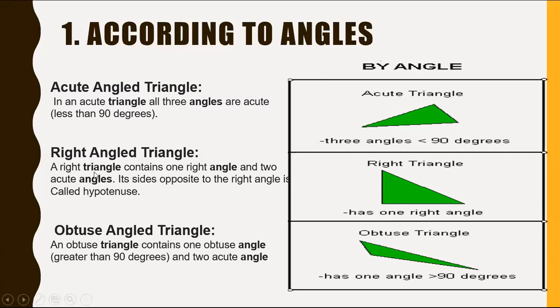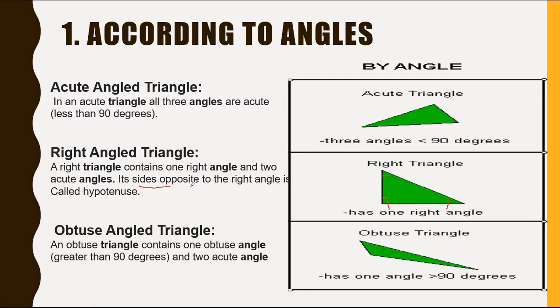What is a right angle triangle? Here in the diagram you can see that in a right angle triangle, one angle, this angle, is a right angle. Right angle means an angle of 90 degrees. Here one right angle is there. This is the right angle, that means it is 90 degrees. And the other two angles, these two angles, are acute angles, that means less than 90 degrees. So in a right angle triangle, one angle is a right angle and two angles are acute angles.